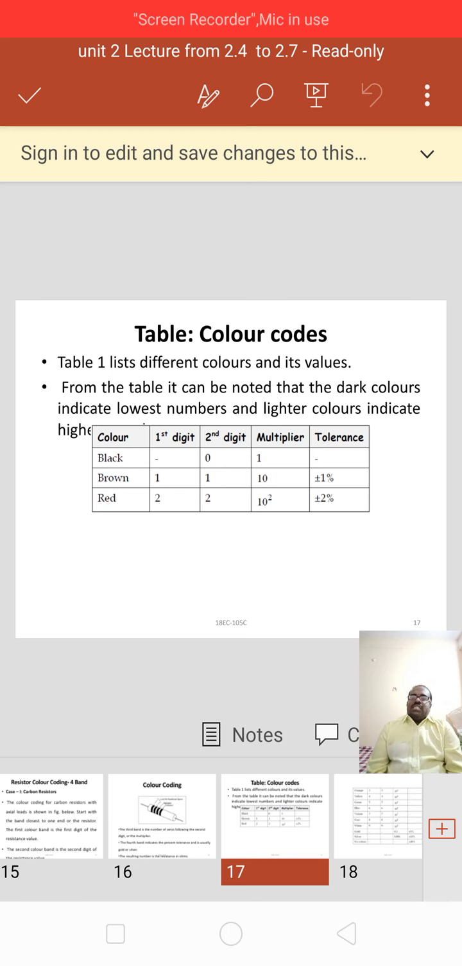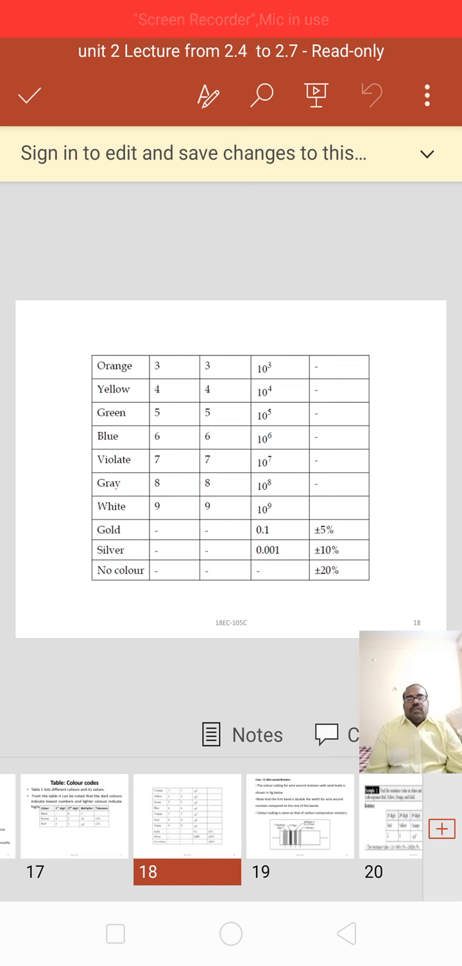First color is black. It has first digit 0, second digit 0, multiplier 1, tolerance is also 0. Brown is 1, first digit is 1, second digit 1, multiplier 10, tolerance is plus or minus 1%. Next color is red, first digit 2, second digit 2, multiplier 10 squared, tolerance is plus or minus 2%.